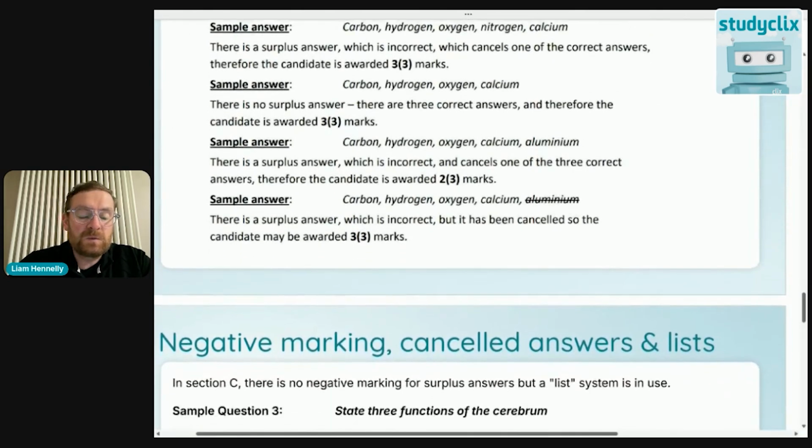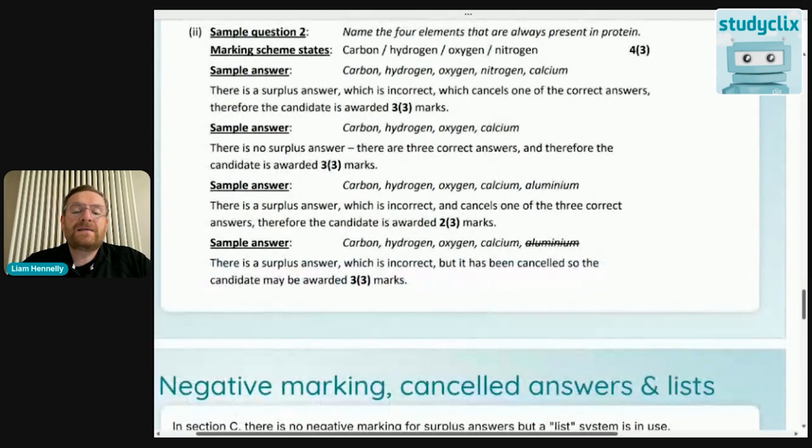And finally, on this one, we can see the same again, except one of them is now being crossed out. So there are 4 answers given. One of the surplus answers is incorrect, but the other surplus answer has been crossed out. So this student is going to get 3 3s for 9 out of 12 total.